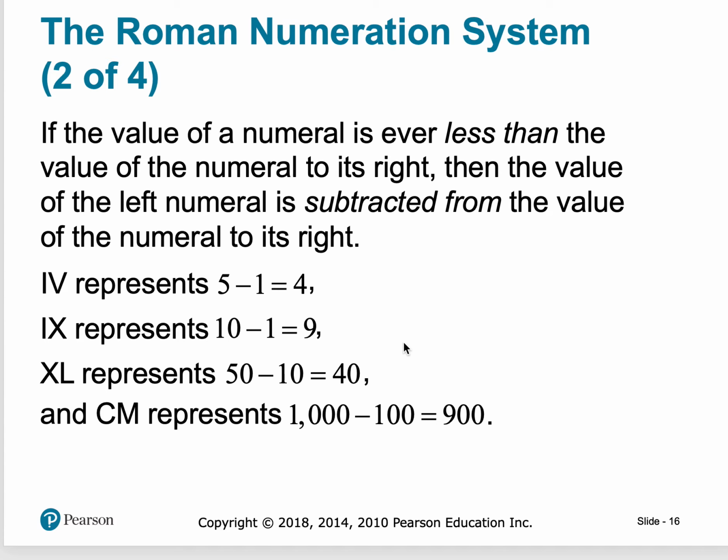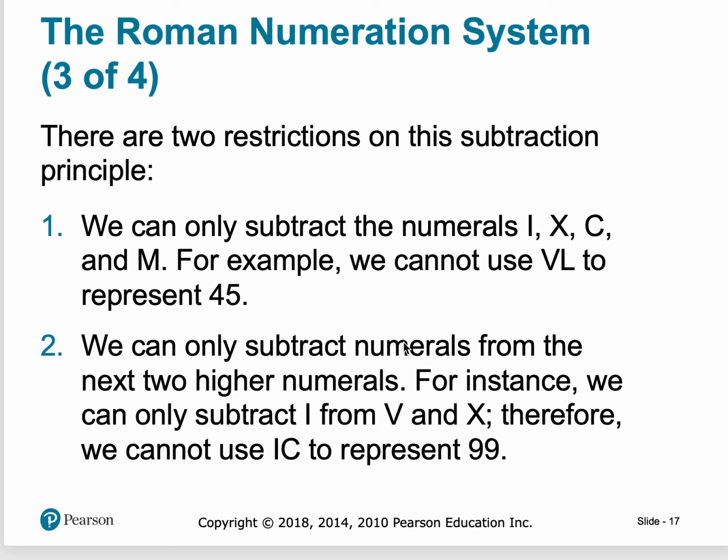And then, of course, there's the convention that if a smaller number is written in front of a larger number, that is considered to be subtraction. So IV is actually 5 minus 1. IX is really 9. So you have to make sure you're aware of that convention. There are 2 restrictions to this. We can only subtract certain numerals. So for instance, we couldn't say VL to represent 45. We only use it with the 1s, the 10s, and then the larger figures. We can only subtract numerals from the next two higher, which is where that hierarchy comes from, of using the I, the X, the C, and the M.